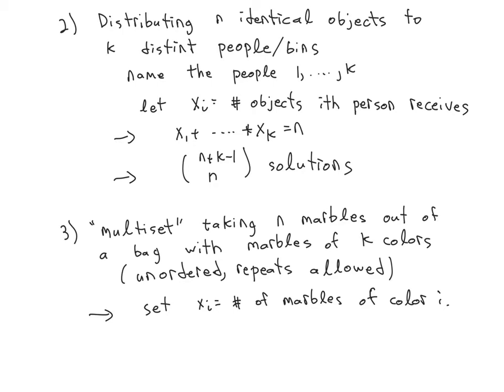It's worth pointing out that by identical, the whole point is that you can't distinguish between the objects. So if you give me 3 cookies, and if you give one person 3 cookies and another 2, there's really no way to distinguish between the 3 cookies.